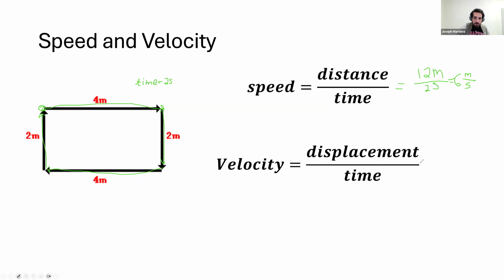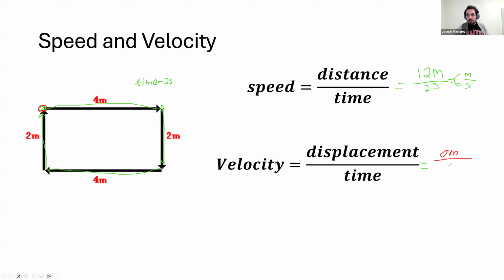But if we think about displacement, here's where things get a little bit interesting, because displacement was defined to be how far out of place you are, meaning how far from where you began are you located. And if we look here, we have that green circle representing our starting location. After our motion, we are where that red circle is, right? We go 4 meters to the right, 2 meters down, 4 meters left, 2 meters up. Our starting location and our ending location, well, it's the exact same location. We are not out of place at all here. So our displacement here ends up being 0 meters.